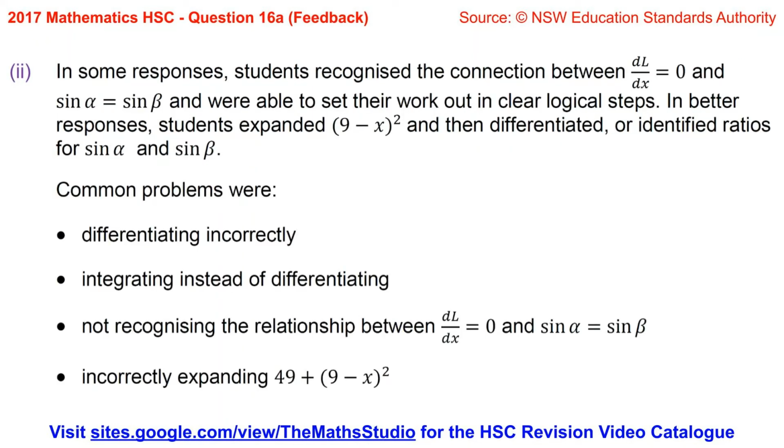For part 2, in some responses, students recognized the connection between dL/dx equals 0 and sine alpha equals sine beta and were able to set their work out in clear logical steps. In better responses, students expanded (9 minus x) squared and then differentiated, or identified ratios for sine alpha and sine beta. Common problems were differentiating incorrectly, integrating instead of differentiating, not recognizing the relationship between dL/dx equals 0 and sine alpha equals sine beta, and incorrectly expanding 49 plus (9 minus x) squared.